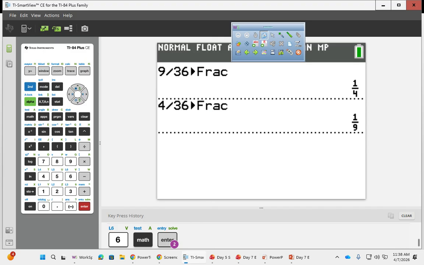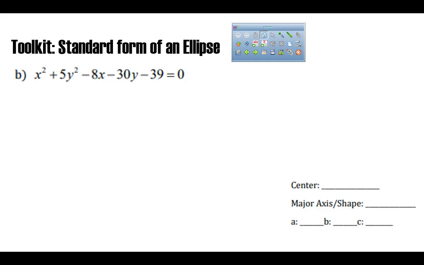So the second example in your toolkit looks like this. It's an ellipse. It's an ellipse because there are 2 squared terms, which means it's definitely not a parabola. And the coefficients on those square terms are different. If they were both 5, then I'm looking at a circle, okay? And knowing what the shape is tells me what ultimately I'm trying to get it to look like.